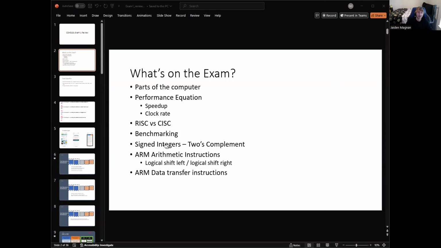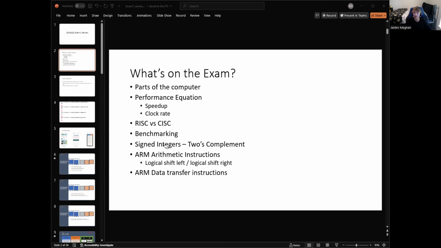So first question here was what's on the exam? You're gonna have to know the parts of the computer, know what a CPU is, know that a computer has memory, that there's a keyboard, a mouse, all the parts of the computer. You're gonna have to know your performance equation, which I'll get into later. There's gonna be questions on instruction count times cycles per instruction times 1/clock rate. Know your speedup equation, know that it's a ratio. And all these things I'll get into later.